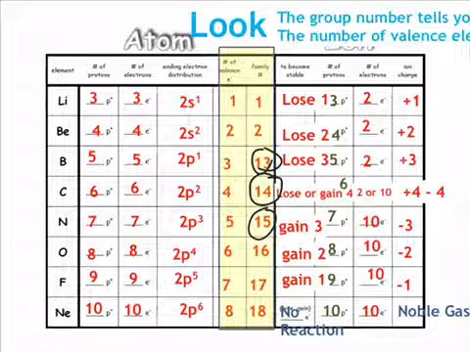So if we numbered all the columns from left to right, we're going to get 1 and 2. Then we're going to have numbers 3 through 12, which is our D section of the periodic table, and then 13, 14, 15, up to 18.